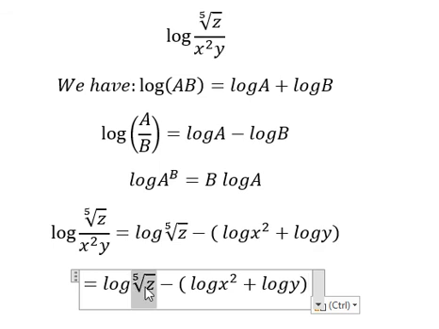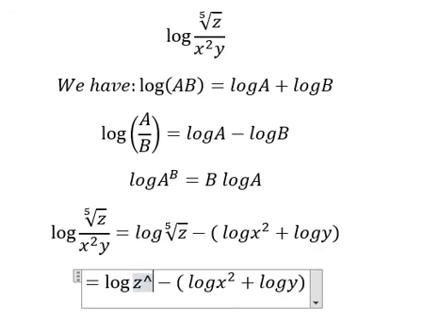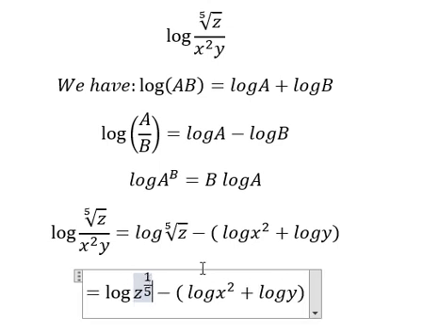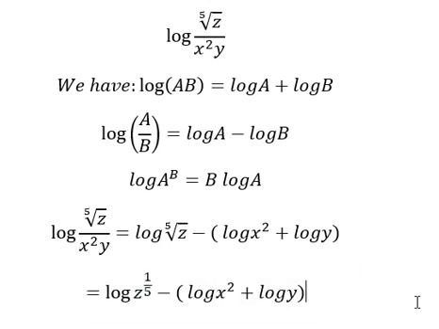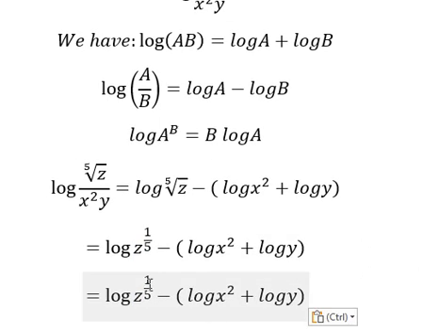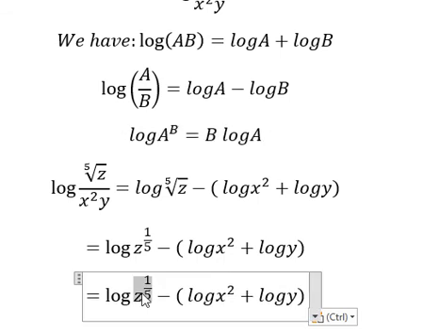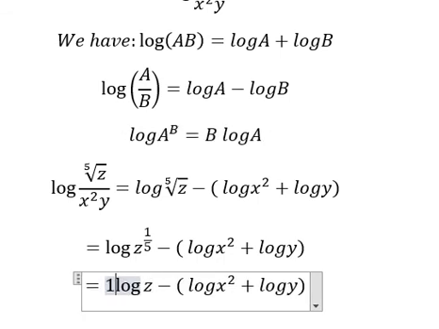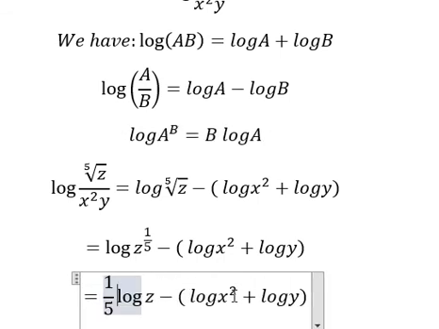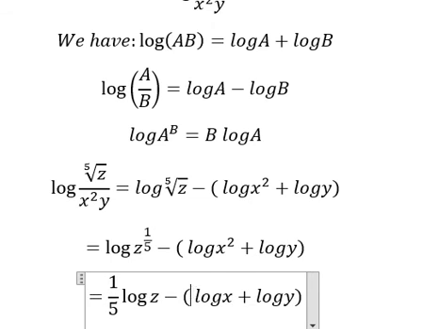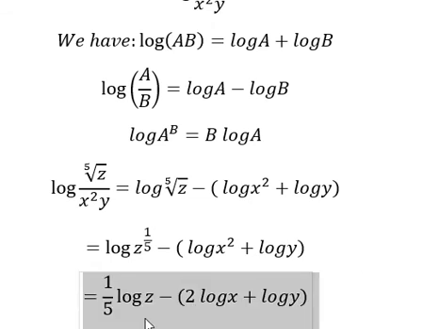Next, this one I can transform the power into z to the power of 1 over 5. Next, 1 over 5, that's about this one. We can put 1 over 5 outside of the log. Similar for this one. And this is the final answer. This is the end.